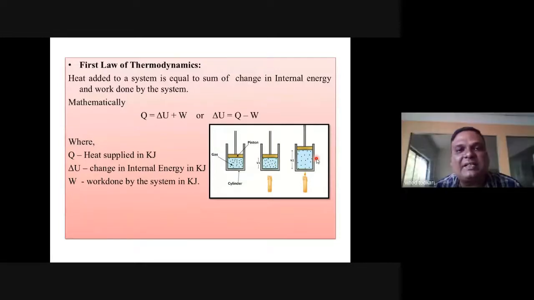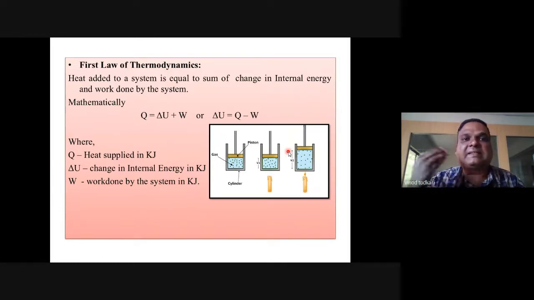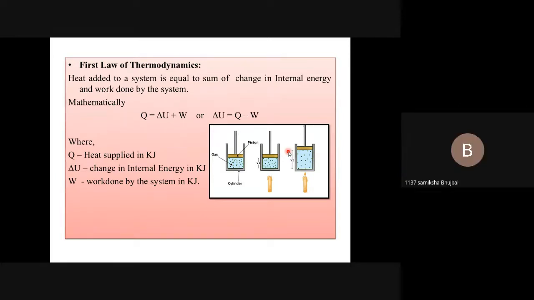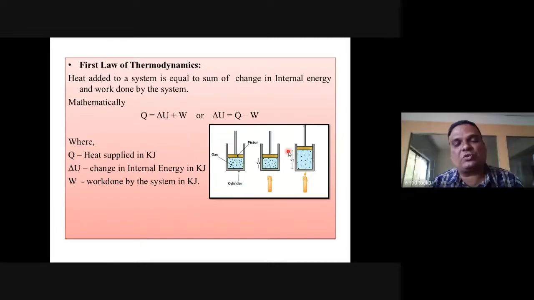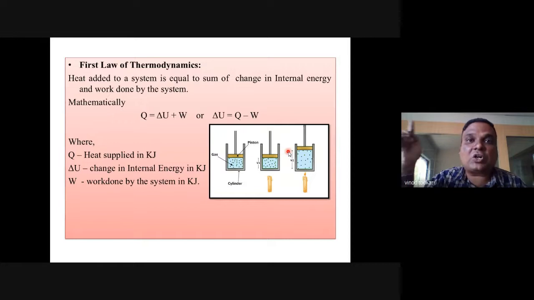So I believe that this concept is clear to all of you, that heat supplied to a system is positive and heat rejected by the system is negative. Okay, very good. Now see work. Either work can be done by the system or work can be done on the system. So tell me, work done by the system will be positive or negative? Positive. See, work done by the system is positive and work done on the system is negative.